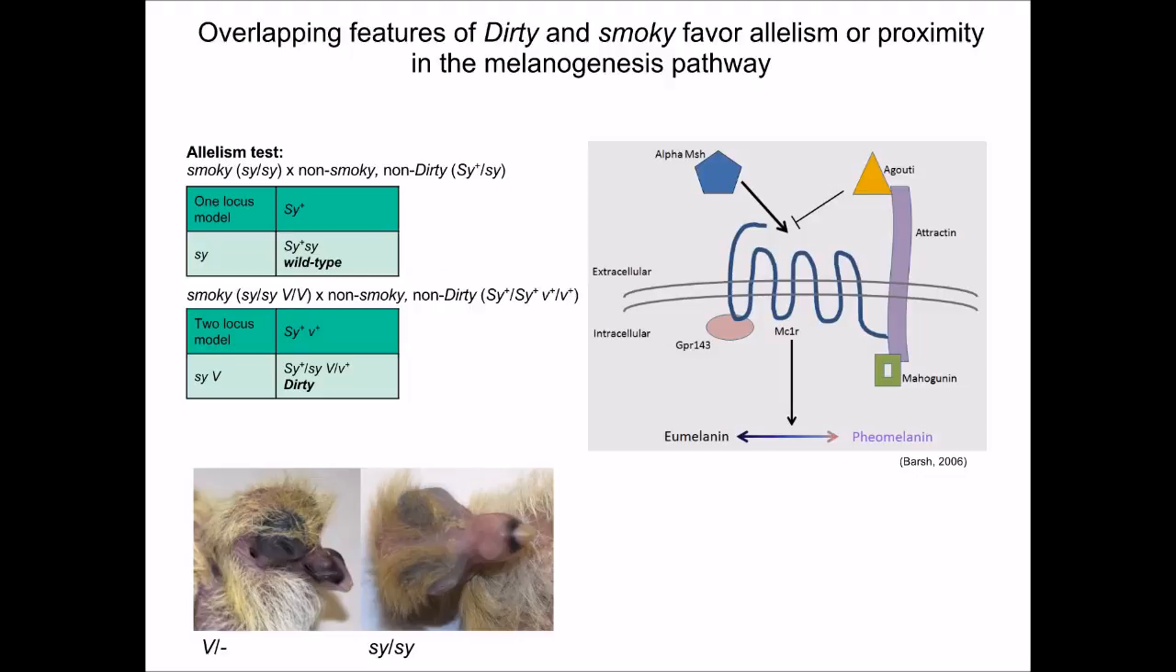Taking a one-gene model, we have to use different symbols, and under our model of genotypes, only the smoky allele and wild type allele would segregate, therefore every offspring should be wild type. This would prove allelism. Under a two-gene model, a two-locus model, every offspring should be dirty, and this would suggest that alpha MSH or agouti underlies dirty.